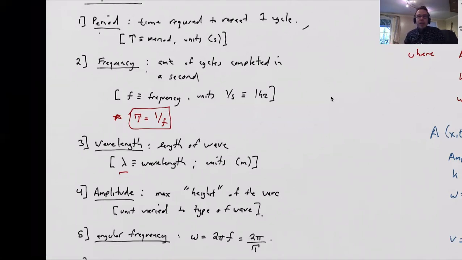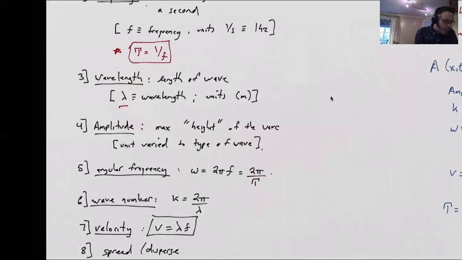Angular frequency. Again, this is taking us a step back to point number 1 and point number 2. We said that period is the time required to repeat one cycle, and frequency is the number of cycles completed in a second. But what if the motion happens to be going round, or is implied in some sort of circular or trigonometric motion? Then there is a relationship between the regular frequency f and the angular frequency, which is just 2 pi times f. That's this formula right here.